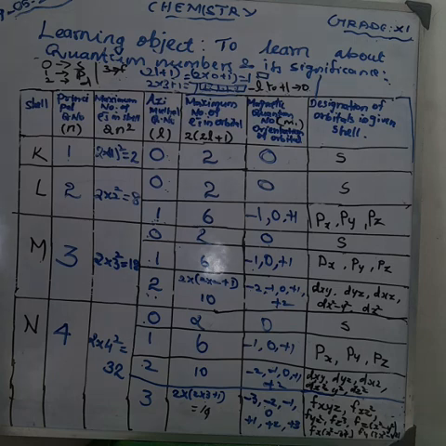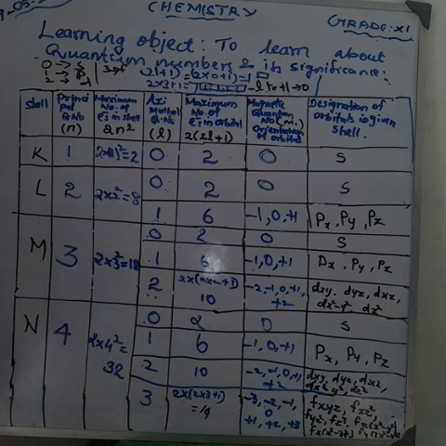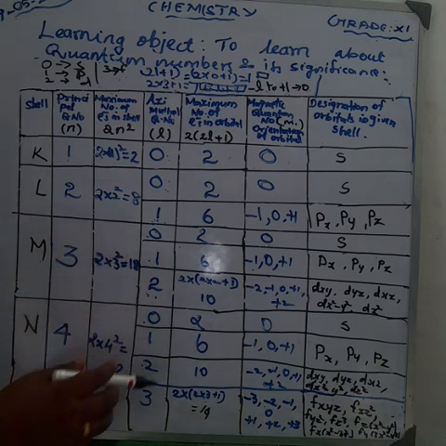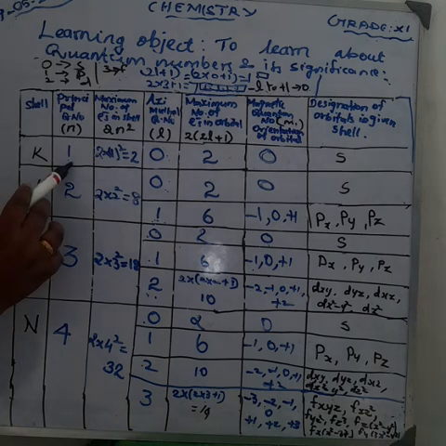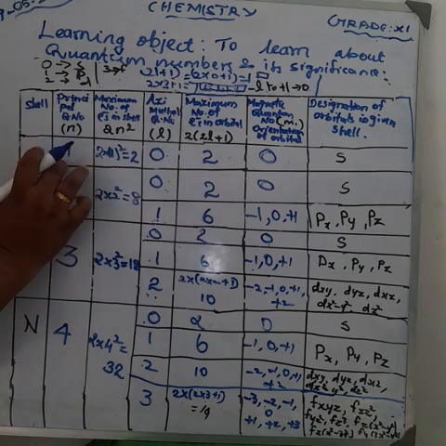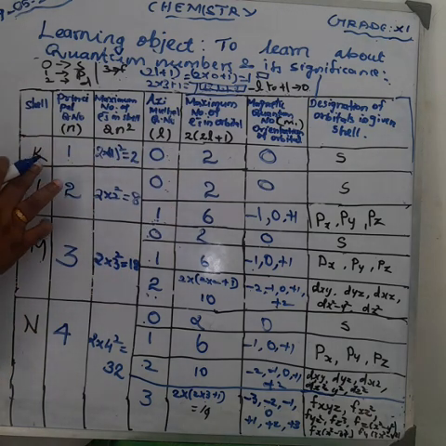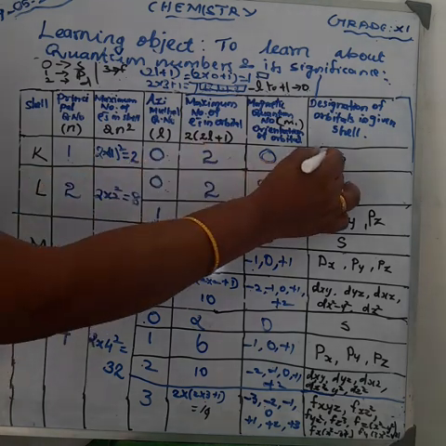Then we are writing only the orientation, but there are several s orbitals, several p orbitals, and several d orbitals there. How will you give the number? First one, the s orbital. It is placed in the first shell, the K shell. K shell means principal quantum number 1. So the designation of the s orbital is 1s.